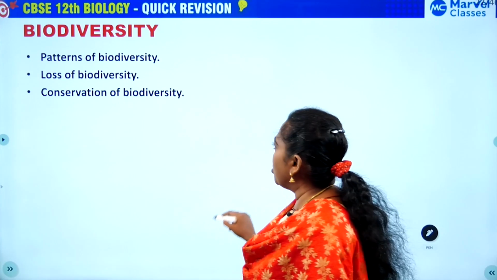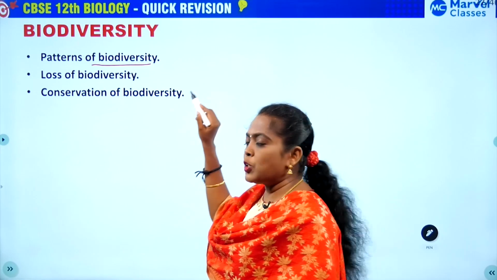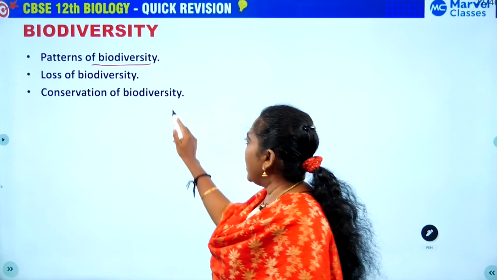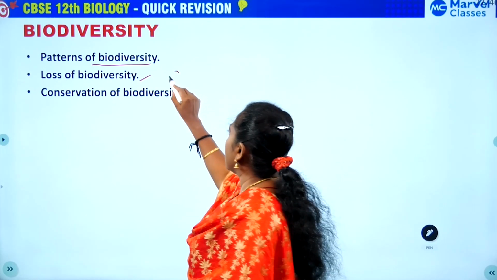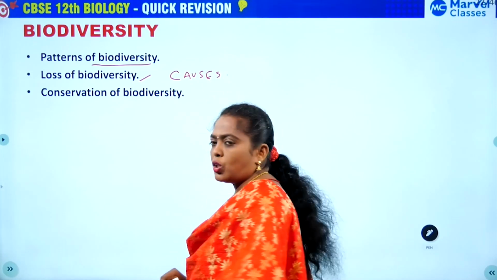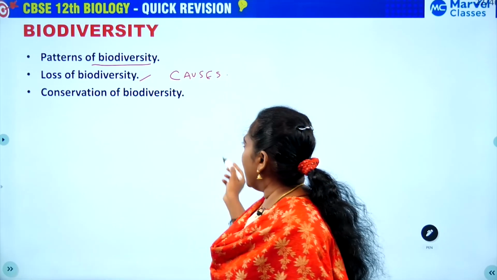So here you should know about the patterns of diversity. Okay, latitudinal and species area relationship and the equation also. Then laws of biodiversity. Here you should know the causes. What are the causes for the laws of biodiversity? Okay, that is the main thing.